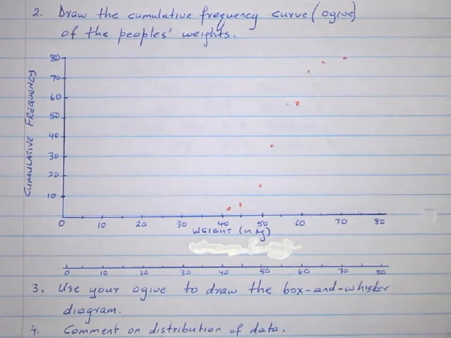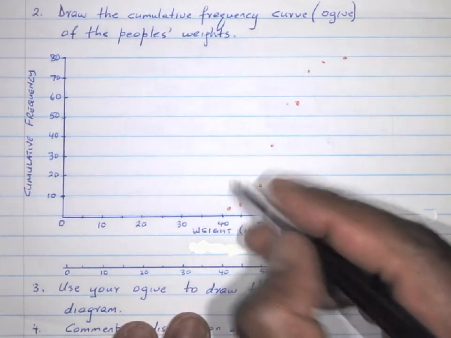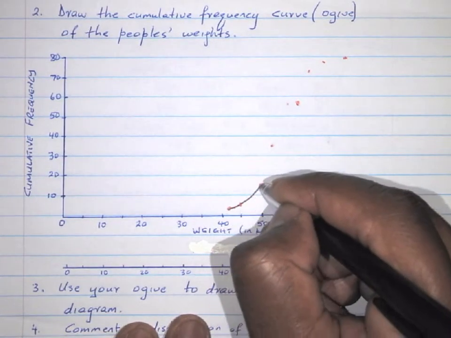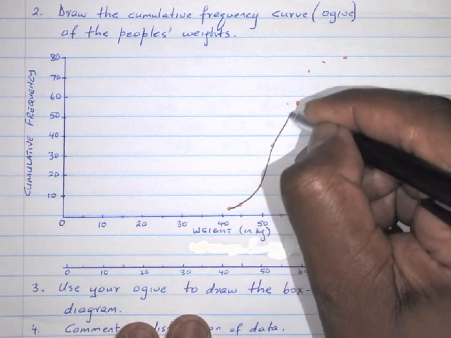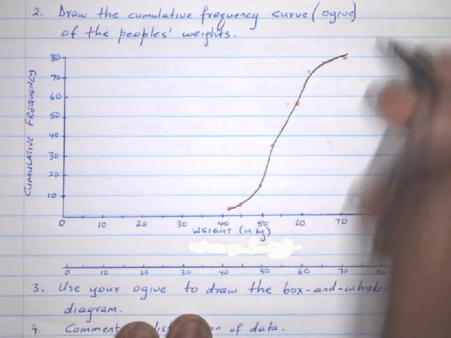If I were to join these points of mine, they'll do something like this. It's a curve that I'm drawing. I'm joining these with free hand, so I've got my points over there. Okay, this is a curve that I have.